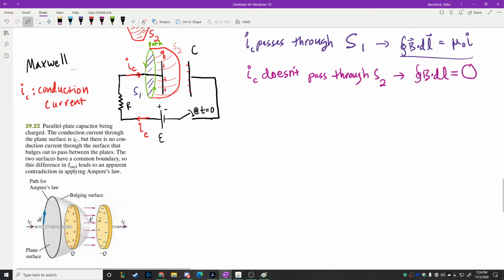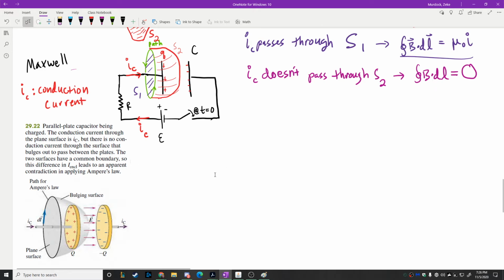So here we have a parallel plate capacitor, and it says it's being charged. The conduction current through the plane surface, so the plane surface is this one right here, is I_C, but there is no conduction current through the surface that bulges to pass between the plates. So this bulging surface right here, there's no current that's actually going to flow through that. It's like a cup. The two surfaces have a common boundary, so this difference in current leads to an apparent contradiction in applying Ampere's law. Okay? Just kind of a nicer picture of the same concept, right?